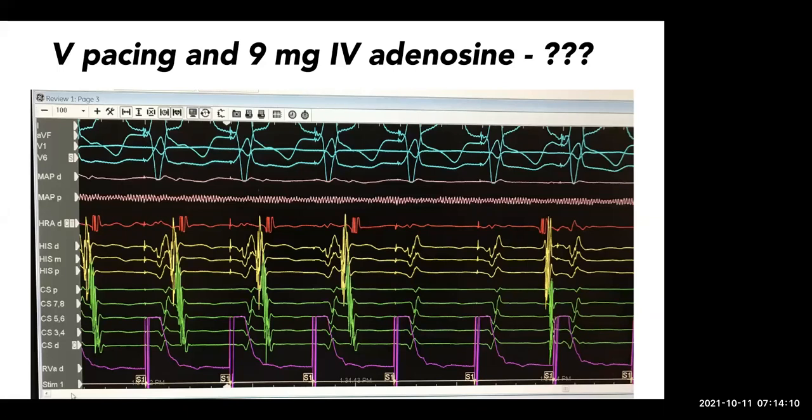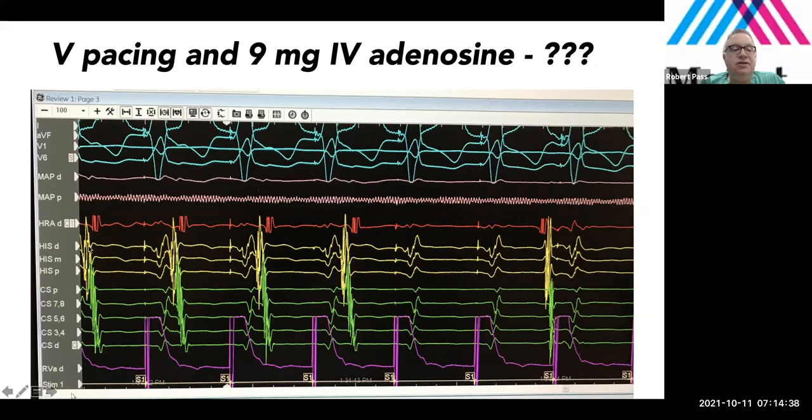So when we are ventricular pacing, we see a retrograde P wave, and in approximately 1, 2, 3, 4, 5. So in the fourth and the fifth beat is where we give the adenosine, and then that's when we don't see any deflection in the HRA catheter, which means VA block after adenosine.